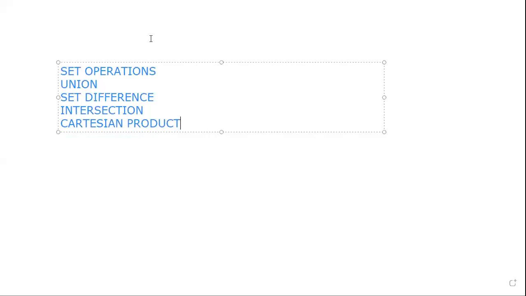The first one is the union operation. What is the union operation? The union operation is identified with the symbol U. So what does it exactly tell?